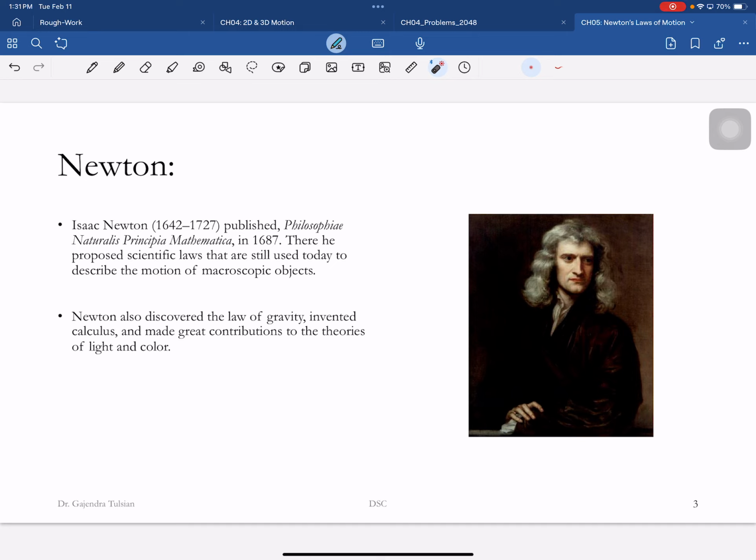Isaac Newton, 375 years ago, came up with the laws of motion, published in Philosophiae Naturalis Principia Mathematica. There he proposed scientific laws that are still used today. He discovered the law of gravity, he invented calculus, and made contributions to the theory of light and color. He was a smart fellow.